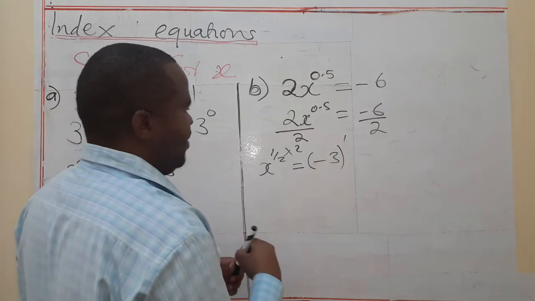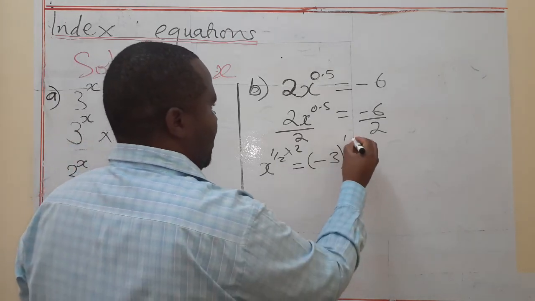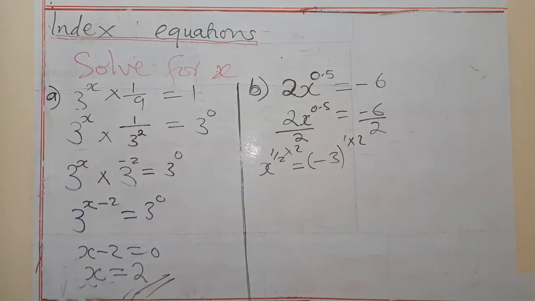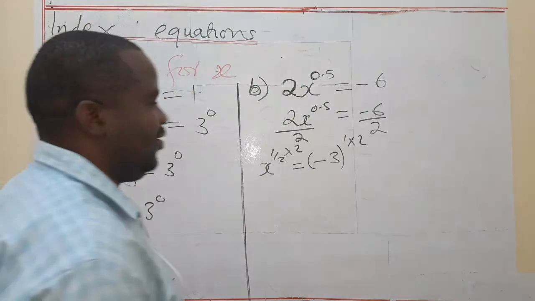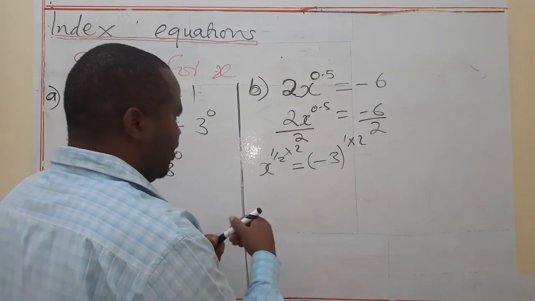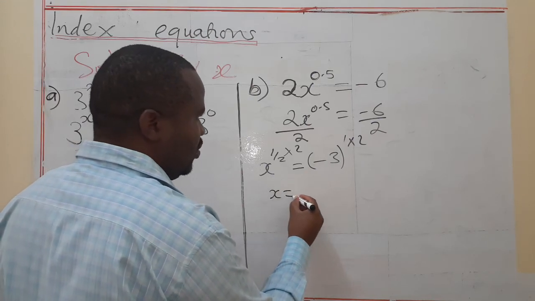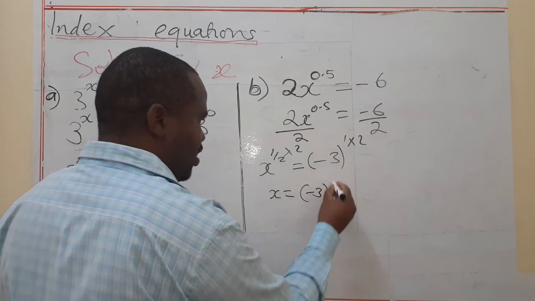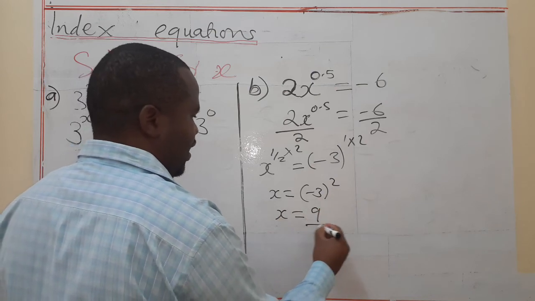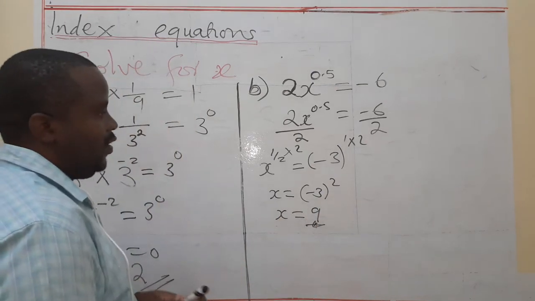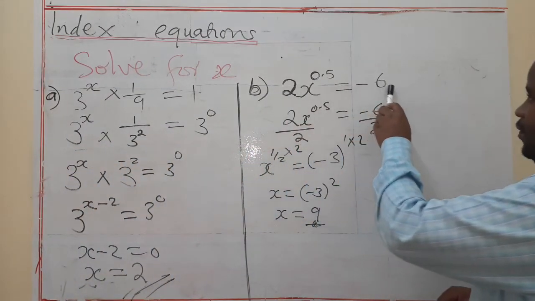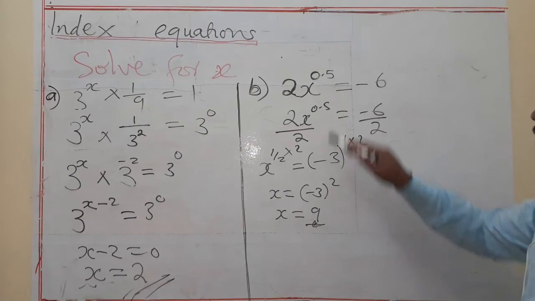So now I'll multiply by 2 here. This will mean that x is equal to negative 3 to the power 2. Then x must be 9. Meaning that when you put x here, the answer must be negative 9, so you must be careful to test here.